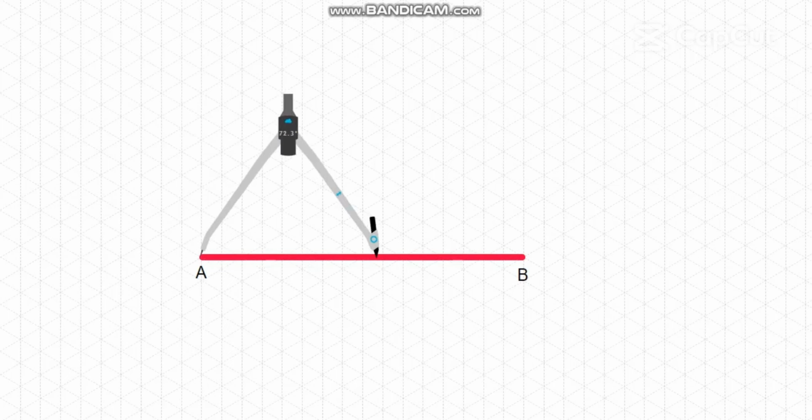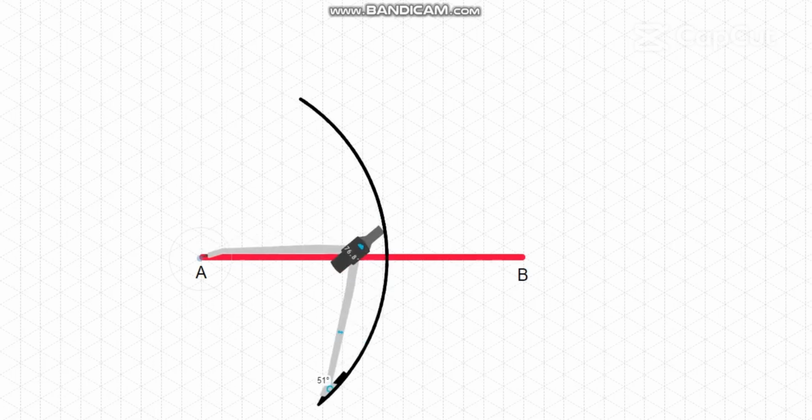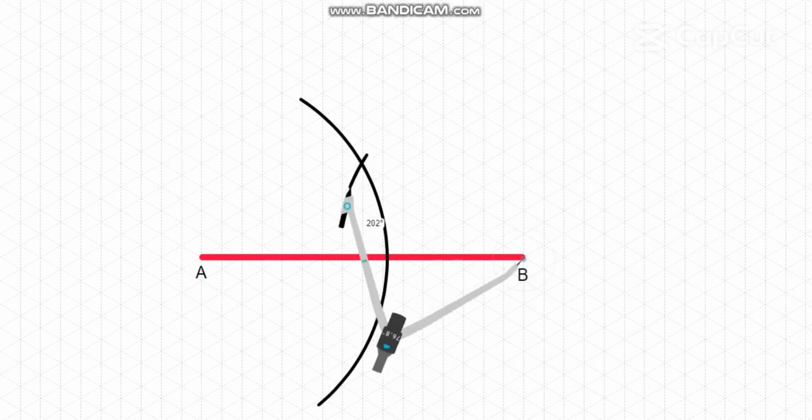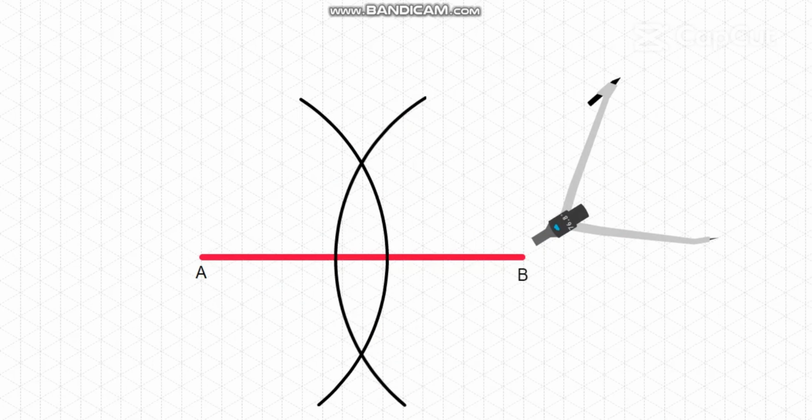Simply put the compass on one end of the line. Choose any radius that is more than half of the line. Create an arc. Do the same thing on the other side. Connect the points of intersection.